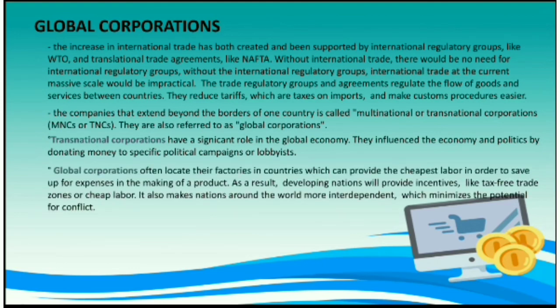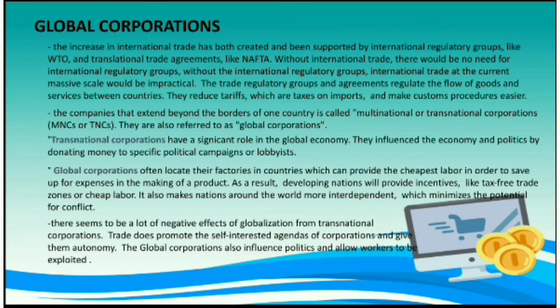Global corporations often locate their factories in countries which can provide the cheapest labor in order to save on expenses in the making of a product. As a result, developing nations will provide incentives like tax-free trade zones or cheap labor. It also makes nations around the world more interdependent, which minimizes the potential for conflict. There seem to be a lot of negative effects of globalization from transnational corporations. Trade does promote the self-interested agendas of corporations and gives them autonomy. The global corporations also influence politics and allow workers to be exploited.